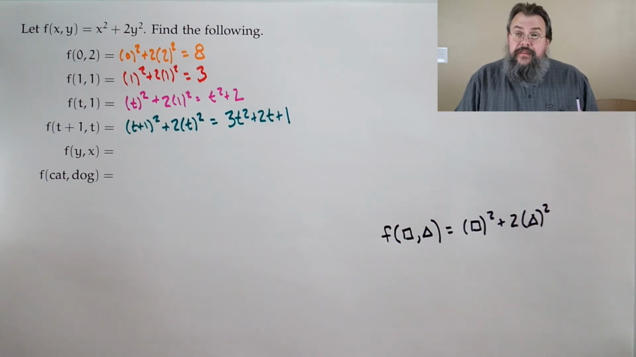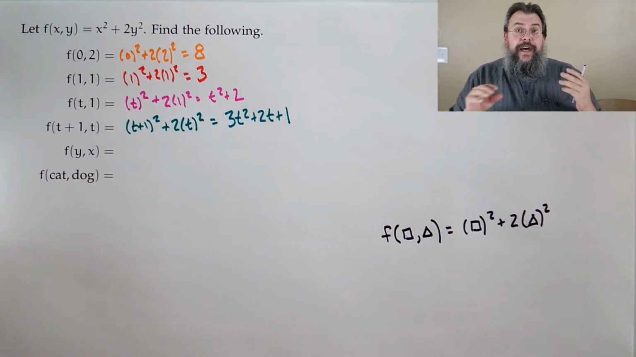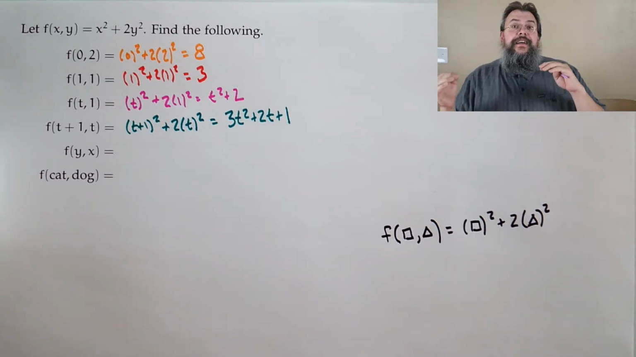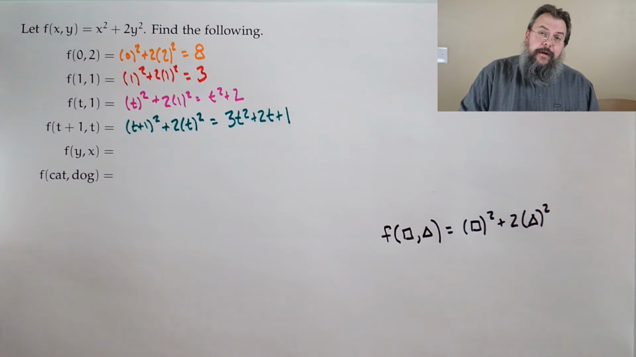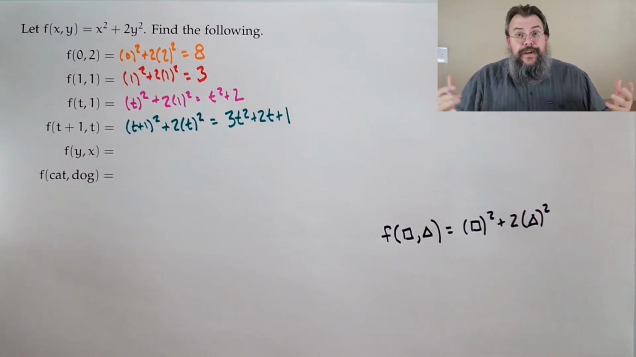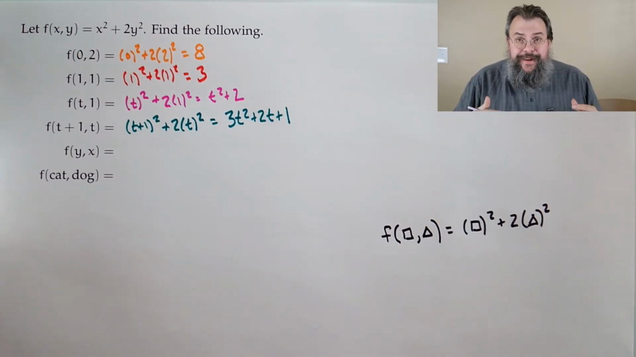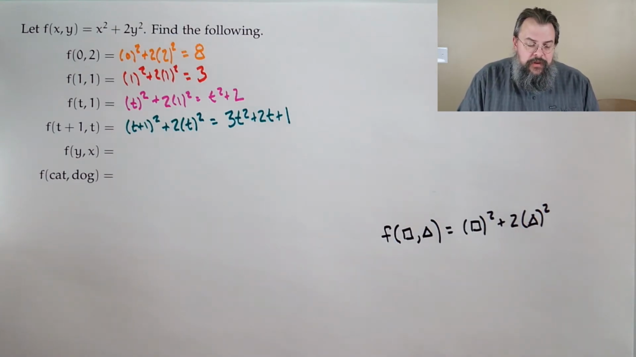That's what the process says to do. So f of y comma x is not the same as f of x comma y, unless you happen to have a really nice function, but we're probably not going to have that right away. So what does it say?